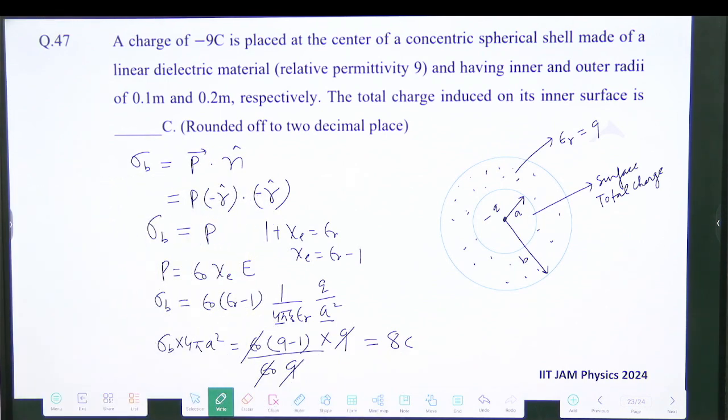So you can check, this is actually a very nice question, even though it looks simple.